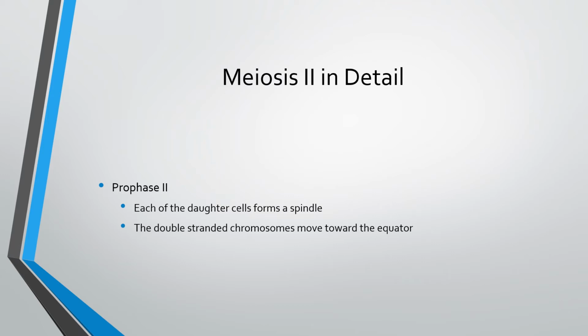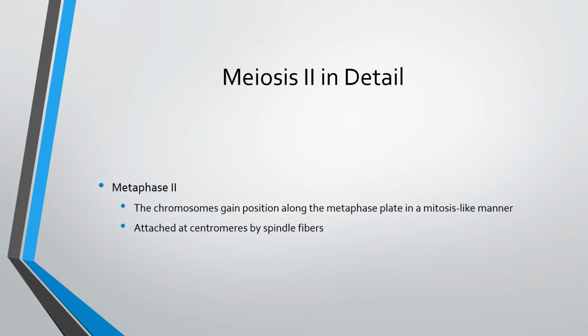Prophase 2. Each of the daughter cells forms a spindle. The double-stranded chromosomes move toward the equator. Metaphase 2. The chromosomes gain position along the metaphase plate in a mitosis-like manner. They are attached at centromeres by spindle fibers.